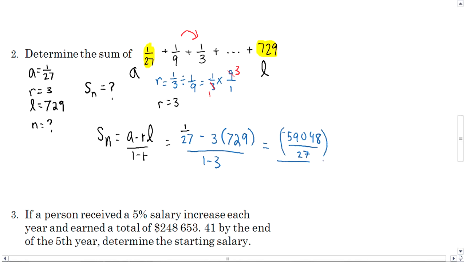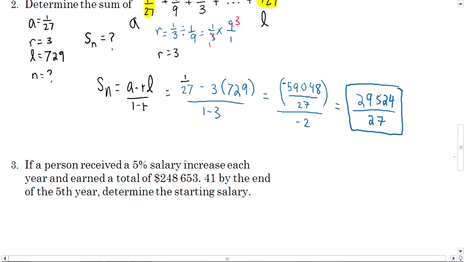Okay, that's the numerator, and on the denominator you get -2. And punching this further in your calculator, you get, positive, I mean, 29,524 over 27. Now notice your answer is a rational number. It's a fraction.